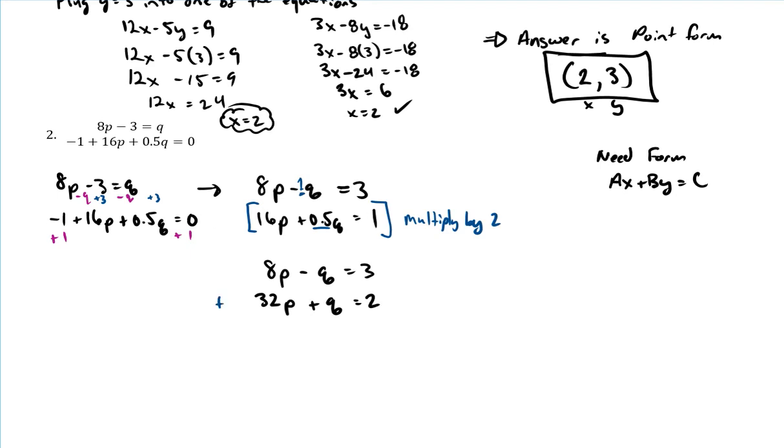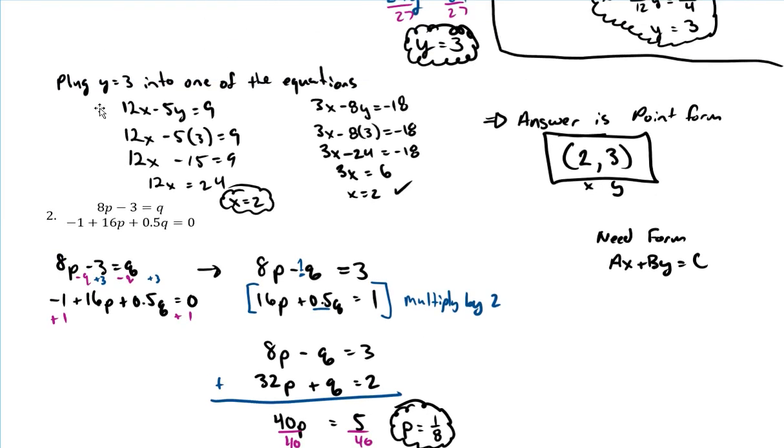Okay, and then now we can add these together. And when we do, we would have 40p, and then the q's zero out. 3 plus 2 is 5. And then one last step would be to divide by 40. And when we do, well, we can reduce that. That would be 1/8. Okay, so there's our p.